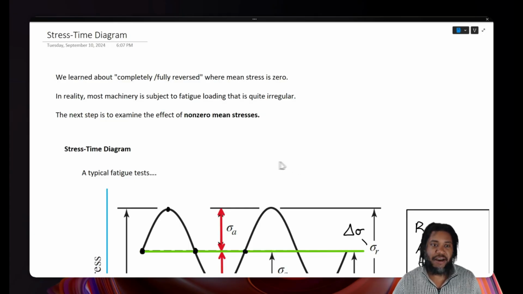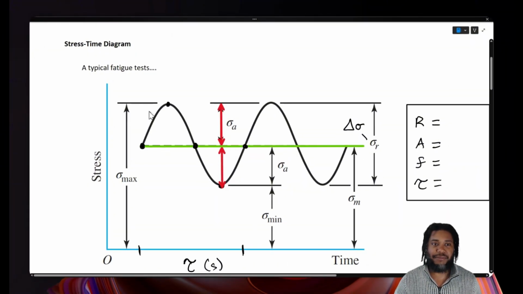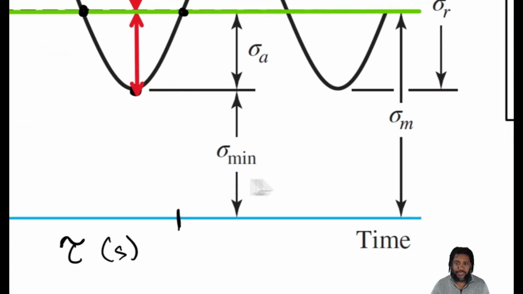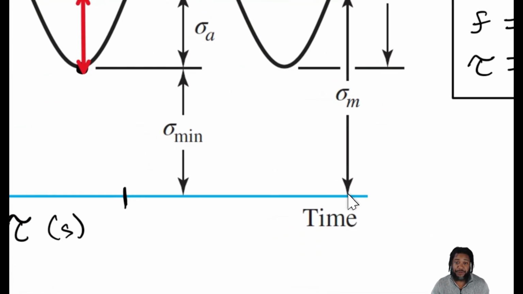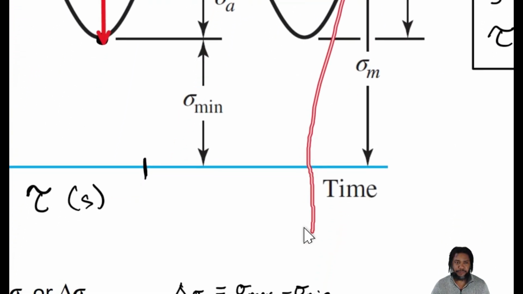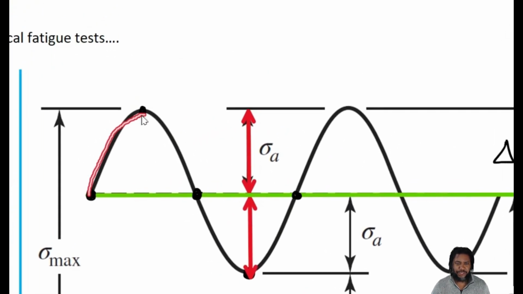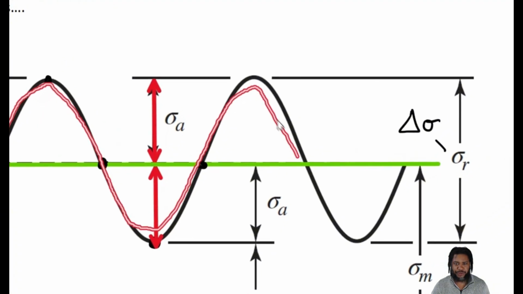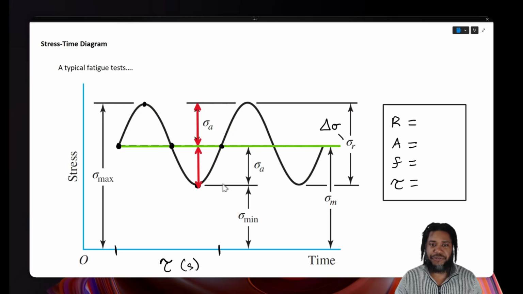So let's look at how we properly draw a stress time diagram for a typical fatigue test. In a typical test, mean stress is non-zero. It could be a positive value or it could be a negative value. In our stress time diagram, we'll typically draw some kind of sinusoidal wave, and then the dimensions in this diagram are related to different values.